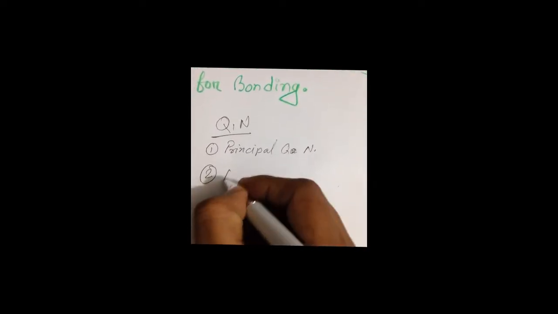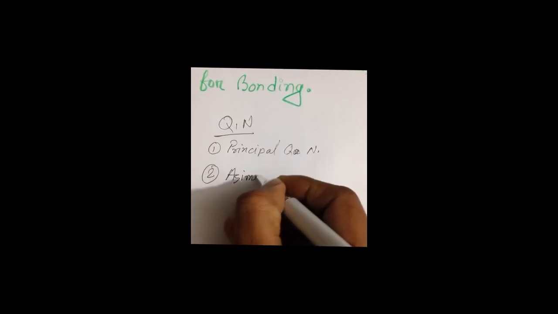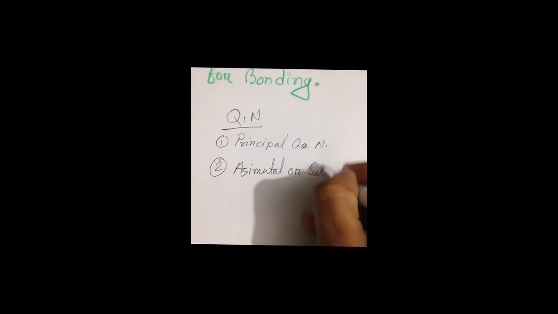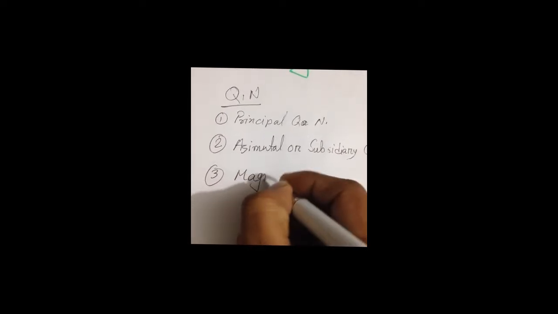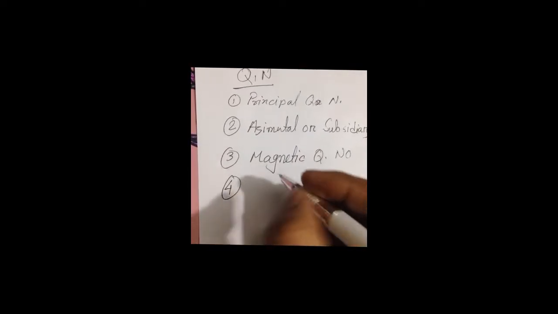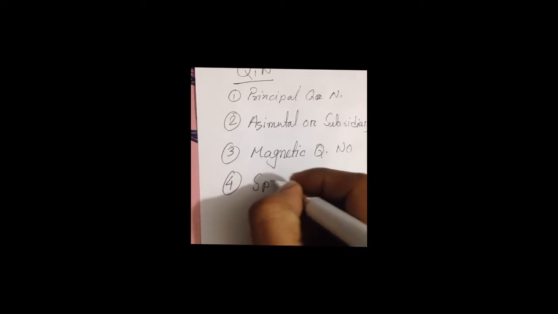One is the principal quantum number, I will write only Q and N. Two is the azimuthal or subsidiary quantum number. Three is the magnetic quantum number. And four is our spin quantum number.